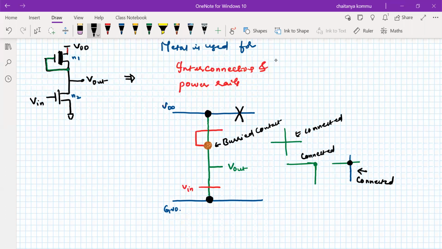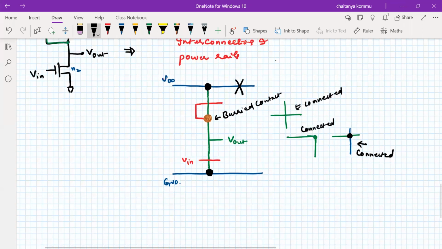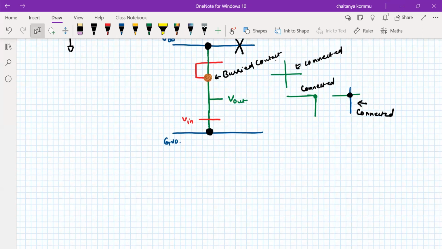Okay. Shall we write for the CMOS NOR gate? Sorry, not CMOS NOR gate, NMOS NOR gate. Let us draw the stick diagram for the NMOS NOR gate.